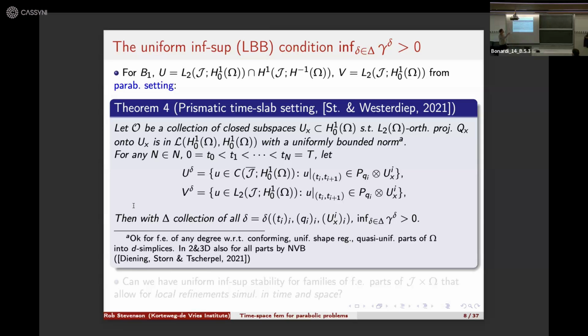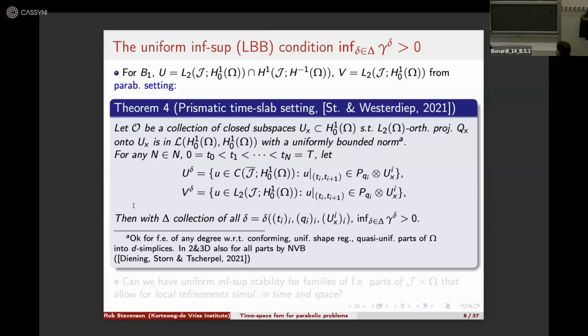And the test space is the same, except that you relax the continuity between time slabs. So it only has to be L2 in time, so it can be discontinuous in time. But then for the rest, it's the same definition. So the test space is a little bit bigger than the trial space if you have more than one time interval. Now, for this setting, we can prove LBB stability uniformly in all those finite element spaces.